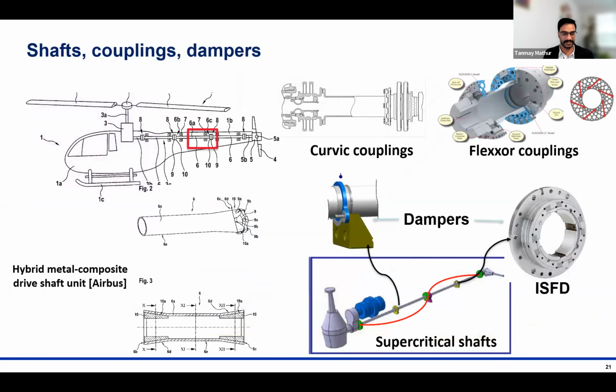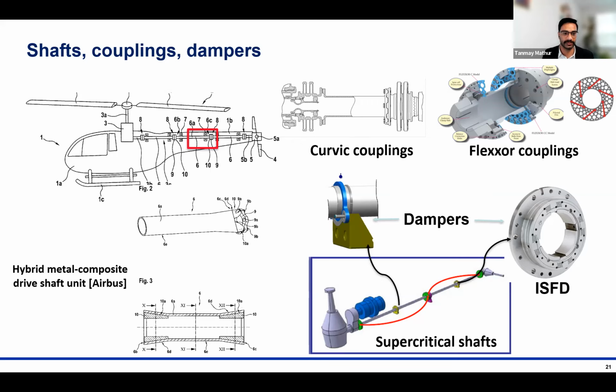So it's not just gears and bearings, but all the other mechanical components are also seeing a lot of advances. For example, shown here is a composite drive shaft for a helicopter, connecting the main gearbox to the tail rotor. It's usually a very long drive line, and the idea presented here by Airbus is to have a hybrid metal composite drive shaft.